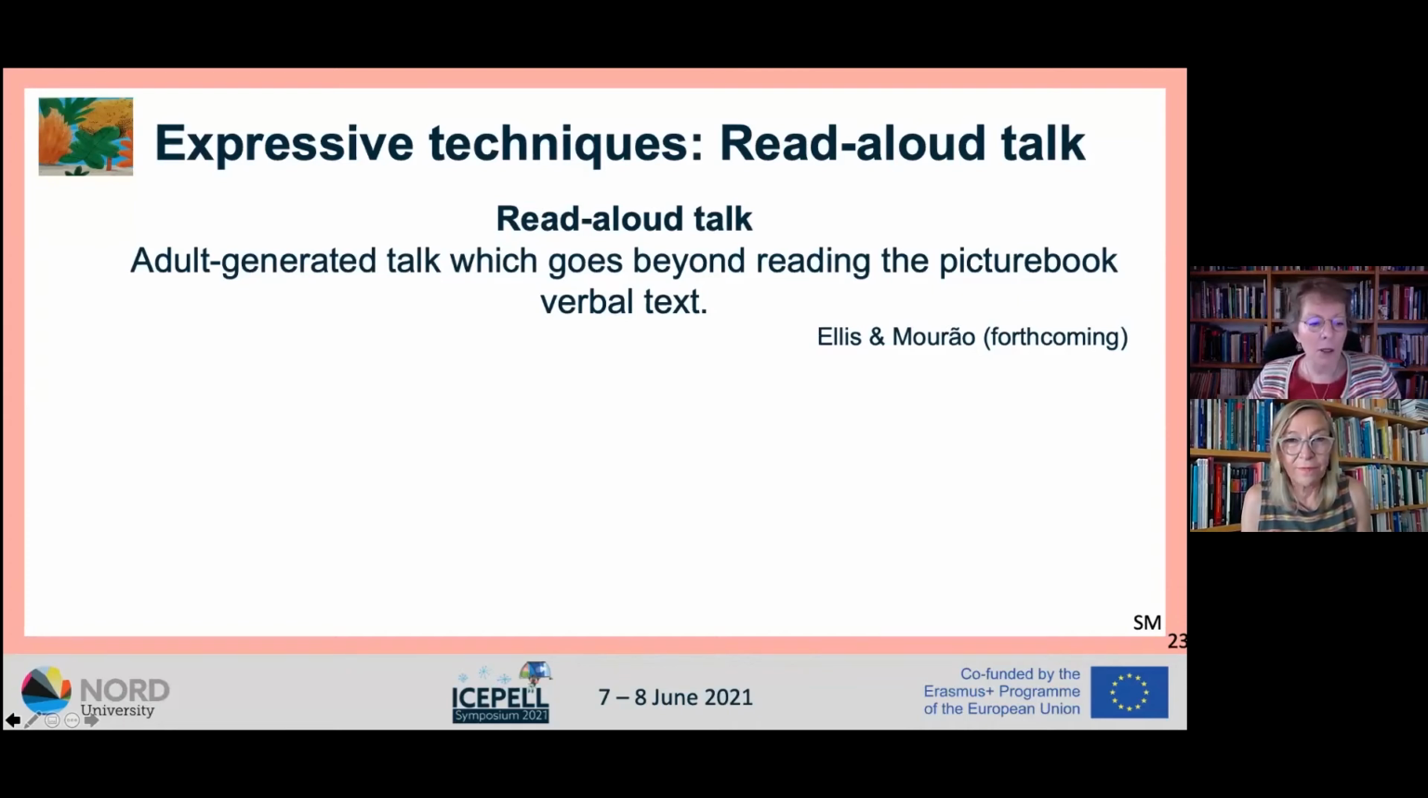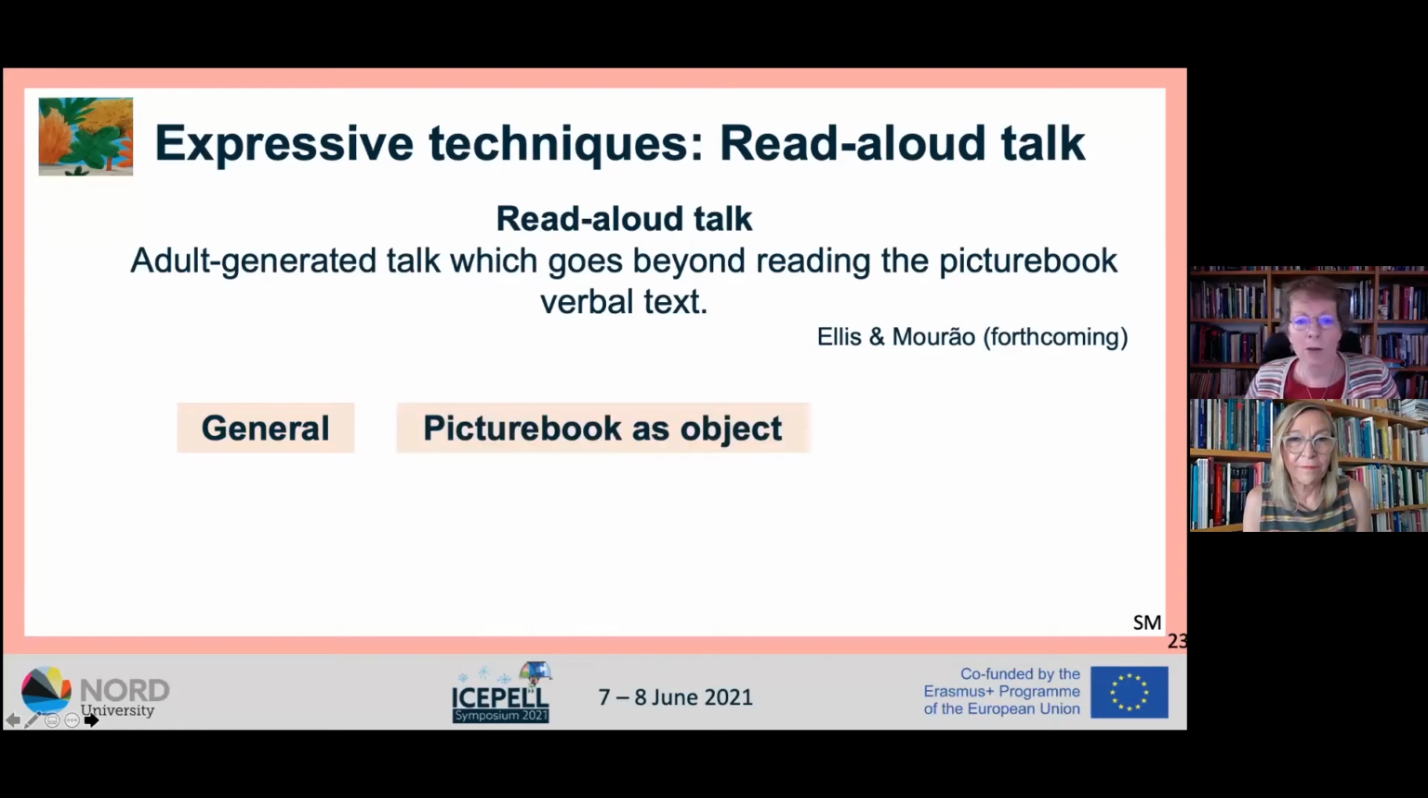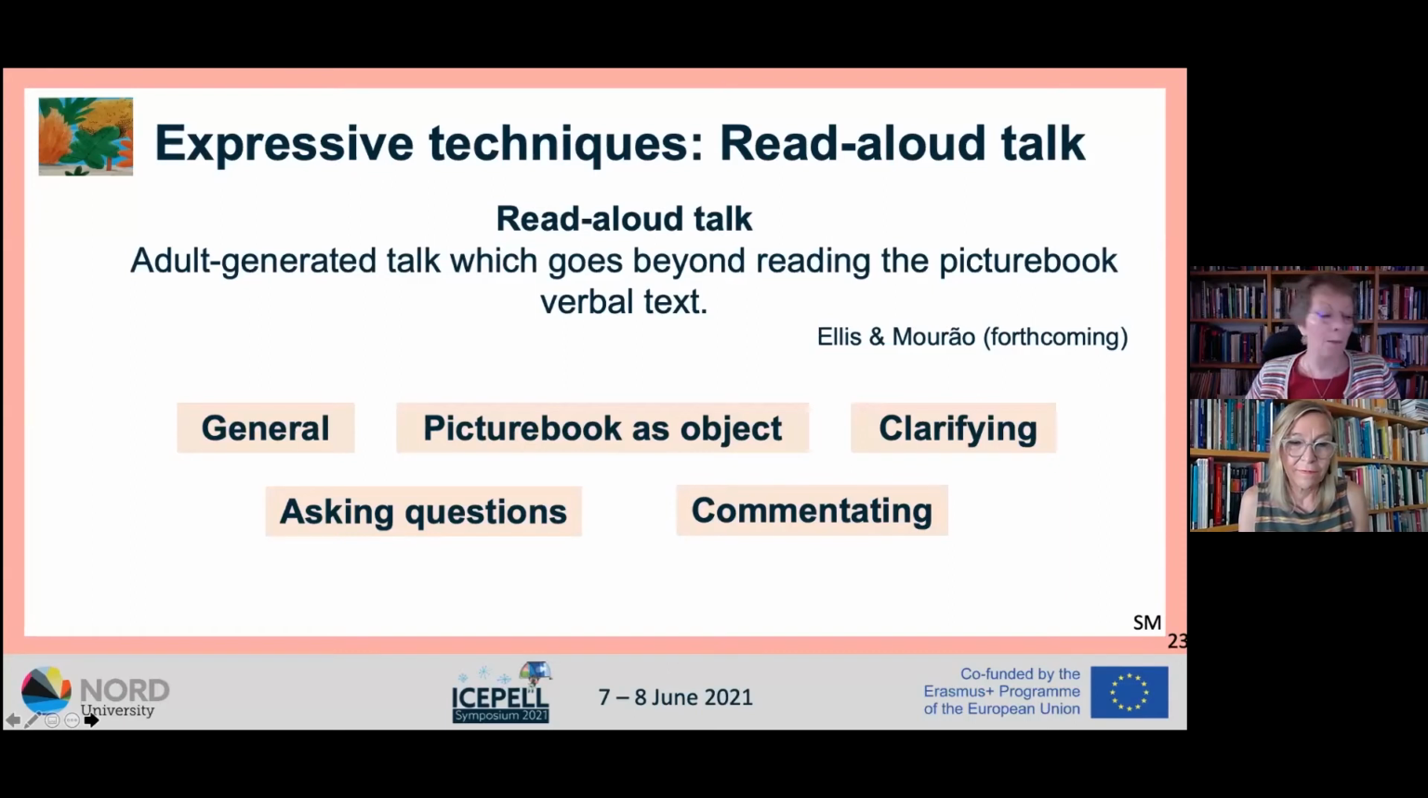So read aloud talk occurs in a variety of forms and is effective for different purposes during the read aloud event. We've identified five different categories of read aloud talk, which contribute to a holistic picture book read aloud experience. And these are general read aloud talk that looks at the picture as object, read aloud talk for clarifying, read aloud talk for asking questions, and read aloud talk for commentating. And we will now briefly provide examples from our recorded read alouds.